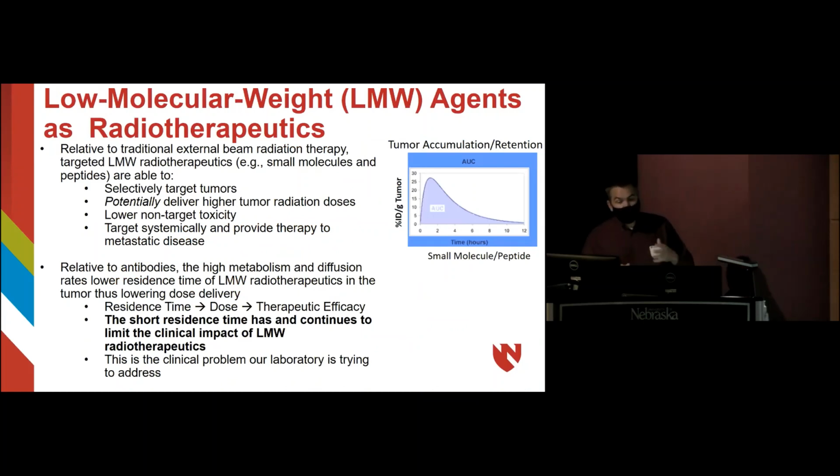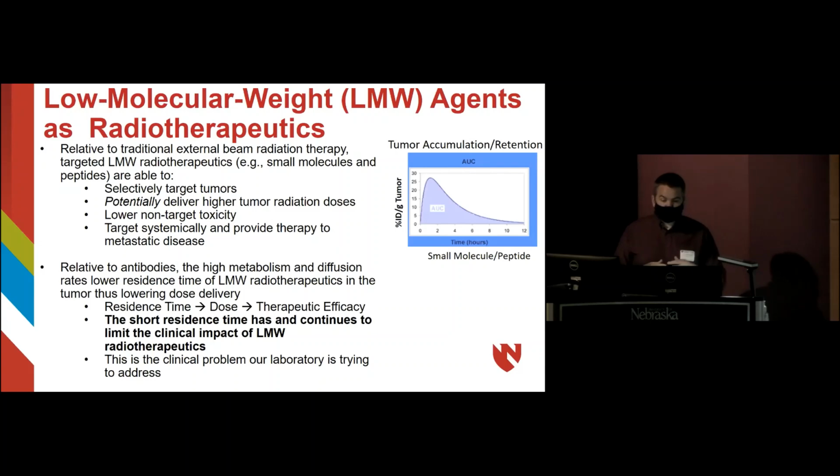Low molecular weight agents have some advantages relative to external beam radiation therapy. One is that they selectively target the tumor based upon the molecular signature that we're targeting. Two, they have the potential, and emphasis there, to deliver higher tumor radiation doses, partly because you have a lot lower non-target toxicity, since the material clears so quickly after administration. And perhaps most importantly, they can target systemically, so you can go after metastatic disease.